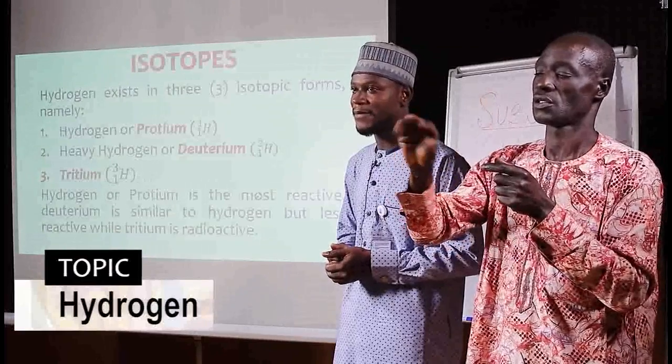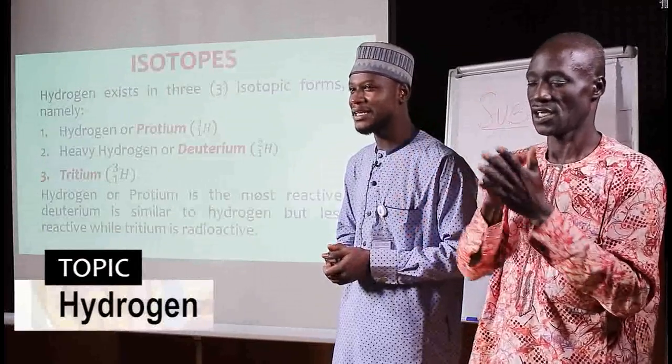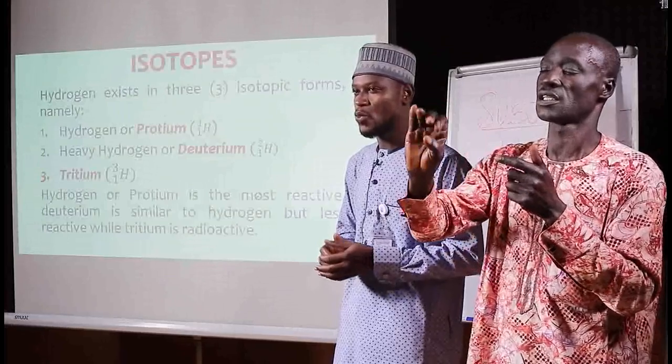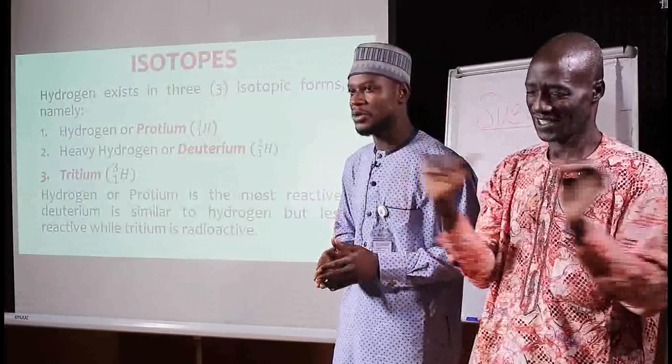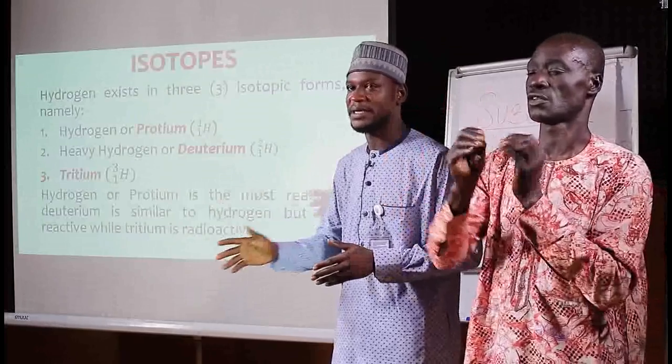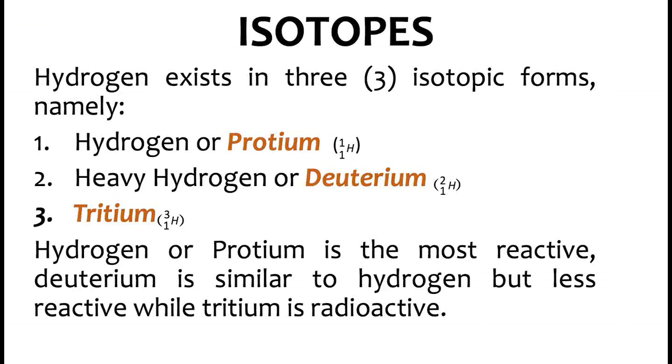Remember, we define isotopes as the existence of elements with the same atomic number but different mass numbers. So hydrogen also exists with different mass numbers. It has 3 major isotopes. The first one is called hydrogen. Hydrogen has the atomic number of 1 and the mass number of 1. It is called protium. That is because it consists of only 1 proton without neutron.